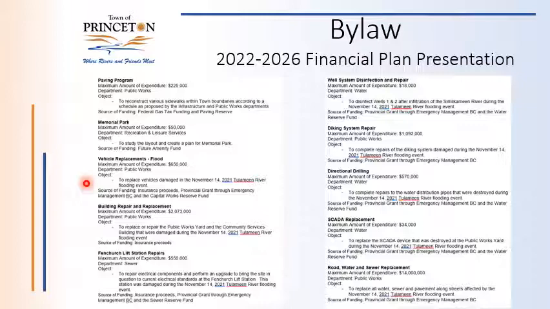So vehicle replacements, $650,000 to replace vehicles that were damaged in the Tulameen River flooding event. The source of funding, insurance proceeds, EMBC, and again, we need to find a place for after the recovery.